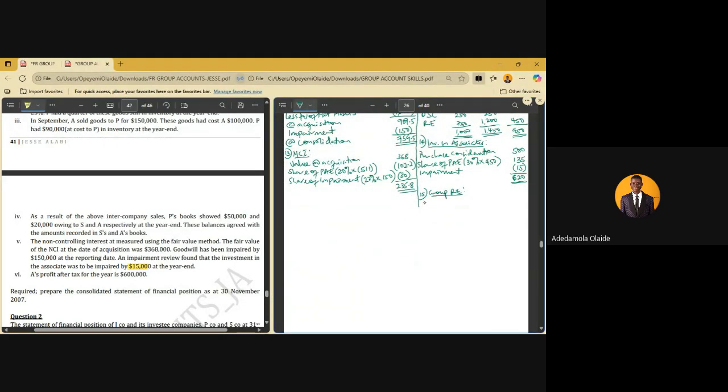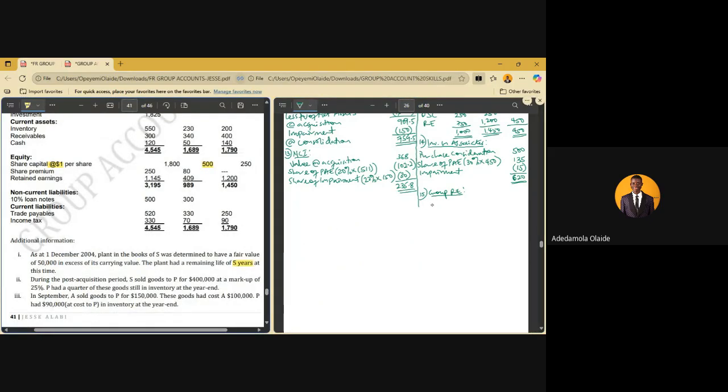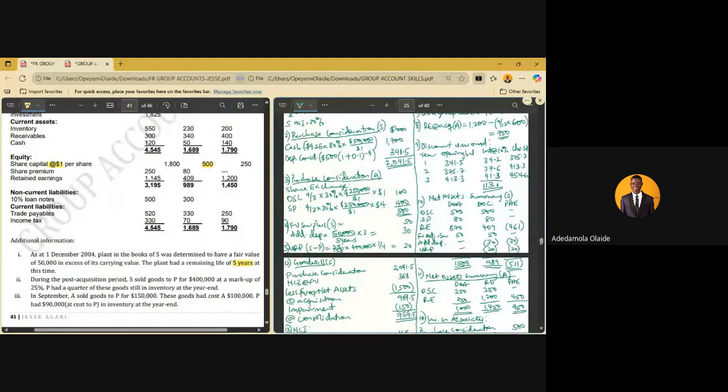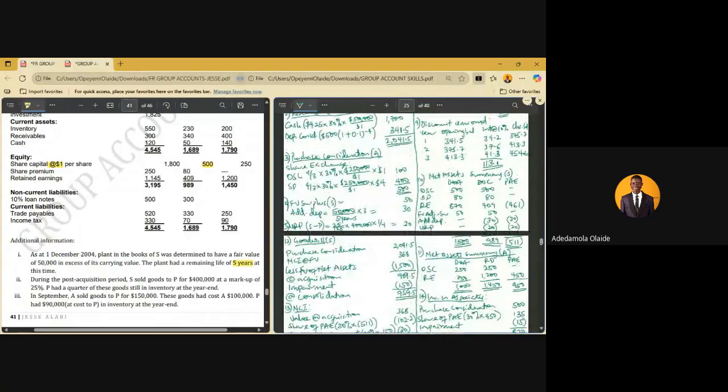620. So for group retained earnings, we have what? P's retained earnings is how much? 1145. And share of post-acquisition earnings, they will share for S, they will share 80% of -511. For A, they will share 30% of 450. That one is 135. After that, it's better to go to our workings one after the other to see what we are adjusting. We have what? The unrealized profit is not for him. We have discount on one.